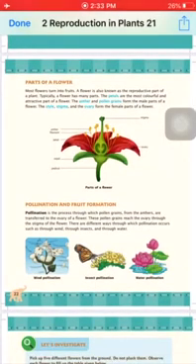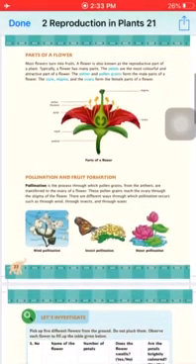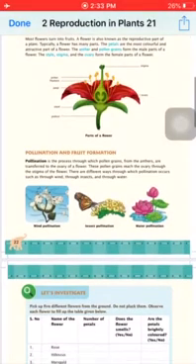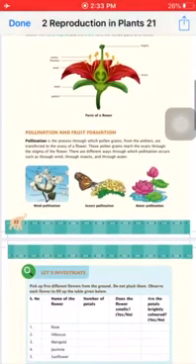Petal has a main function that makes any flower colorful with their bright colors and an attractive part of a flower. Next is a pedicle. Pedicle is a stem of a flower that is green in color. Next, pollination and fruit formation. So what is a pollination?